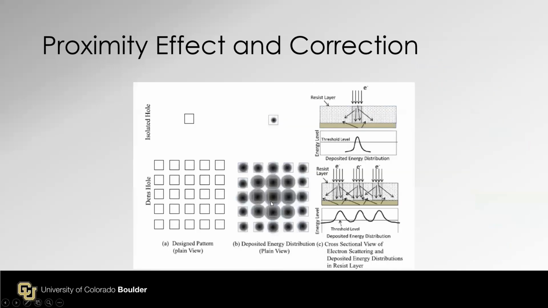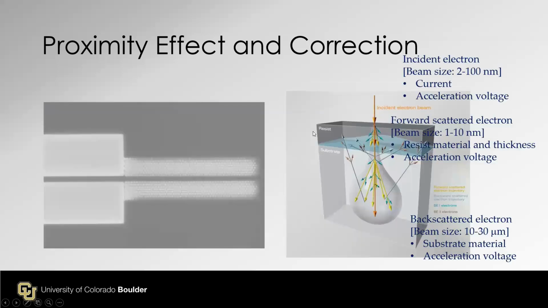Okay, so if your pattern is an isolated square here and the next square is far away, you don't have to worry about proximity effect. However, if you have a set of squares, the center square receives more dose than the square near the edge. Okay? So that's what happens here.